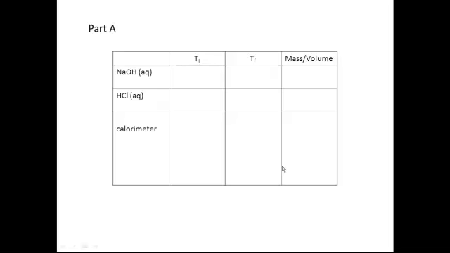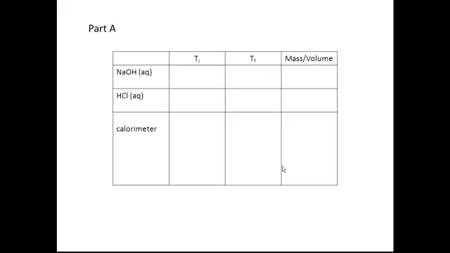Okay, this video is to help you with the calculation for the heats of reaction. Now, there's three parts to this lab experiment. The first part is you're going to determine the heat of reaction of aqueous sodium hydroxide and hydrochloric acid. So you're going to be mixing 100 mLs of aqueous sodium hydroxide with 100 mLs of hydrochloric acid.